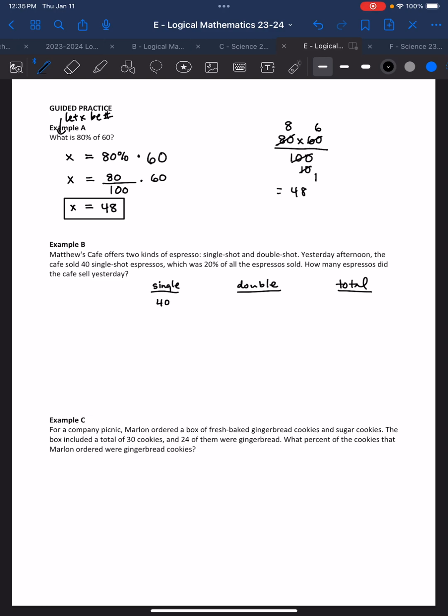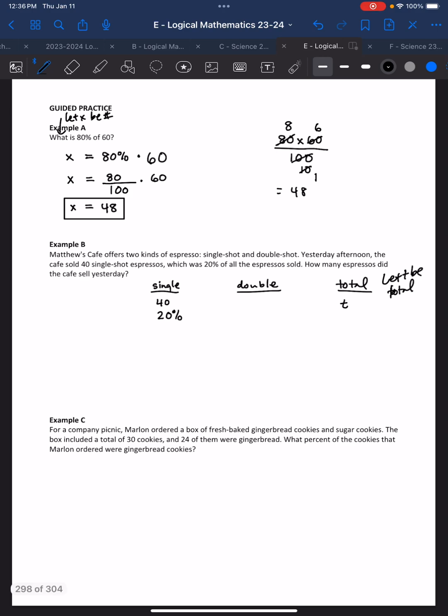And those single shot espressos was 20% of the total of all the espressos sold. So 20% goes with the single shot. And I don't know how many double shots so far. And the question is, how many espressos did the cafe sell yesterday? So I'm going to write a T for total. Let T be total shots. Okay? The total espressos.